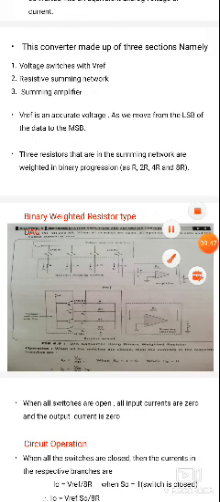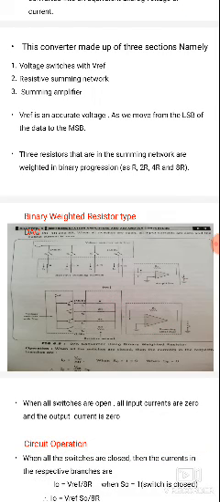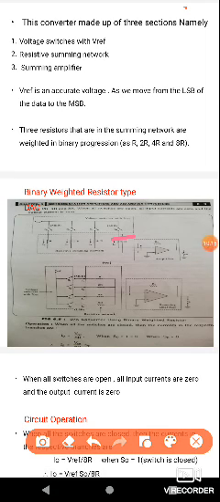First, the circuit contains the voltage switches. Next, these are the resistive summing networks: R, 2R, 4R, 8R. Next, this is the summing amplifier, the op amp summing amplifier. And Vout is the output terminal of the binary weighted resistor converter. V reference is an accurate voltage, and we move from the LSB position to the MSB, which is the last bit, the most significant bit.